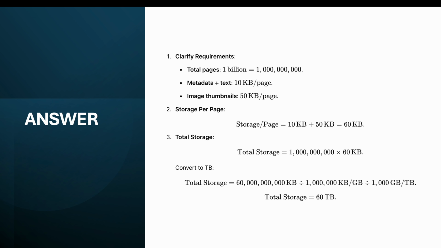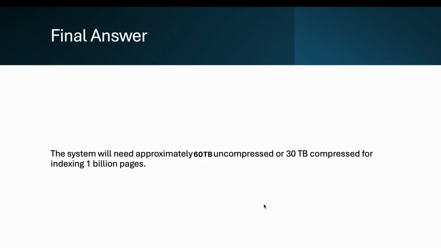You can talk to an interviewer and say, okay, this is for the total pages requirement. Now what comes next? Do you want me to store these details, like ranking and all that, for 1 billion pages? If he is not saying anything and is fine with metadata plus text, then storing everything here should be okay. Okay, so the system will need approximately 6 TB uncompressed and 30 TB compressed for indexing 1 billion pages. So thank you very much.